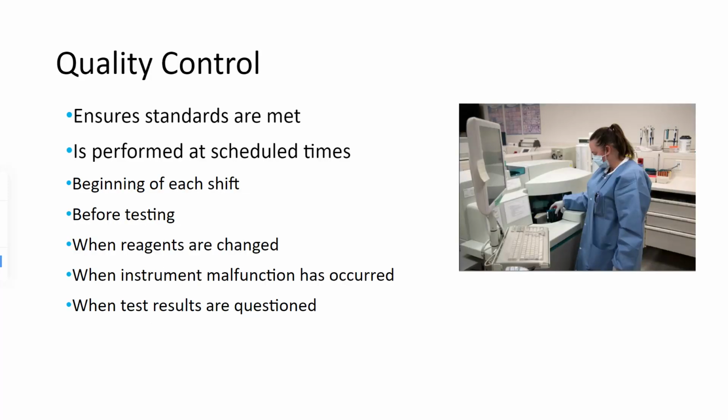Quality control ensures standards are met, and it's performed at scheduled times, typically at the beginning of each shift, right before testing happens, during testing, when reagents are changed, when an instrument malfunction has occurred, and when test results are questioned. Also, when a new kit comes in, you have to QC each new kit or new lot of reagent. Anytime anything changes, you need to QC, but also on a regular schedule.